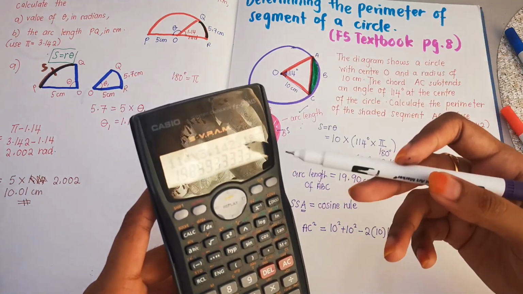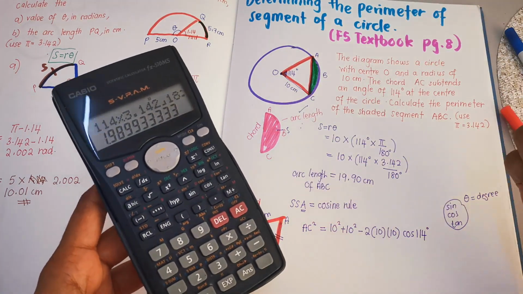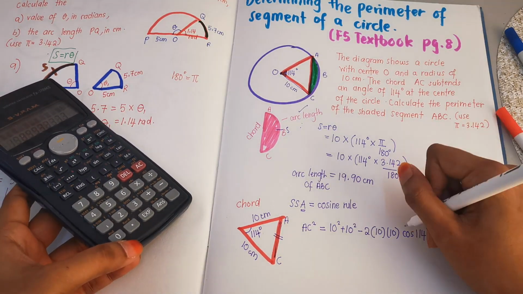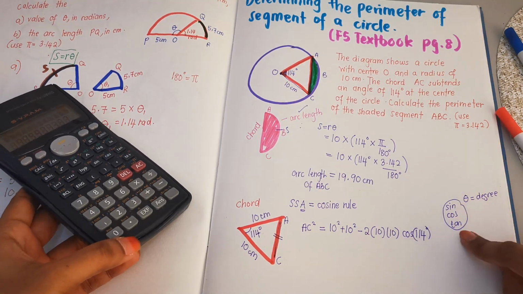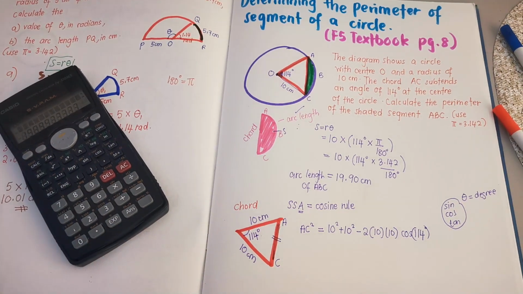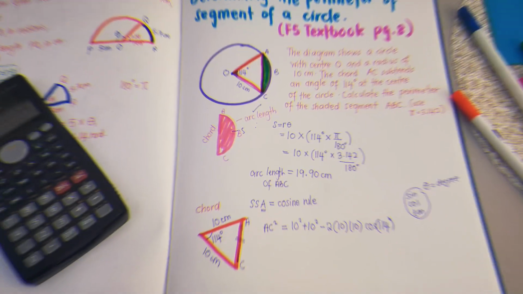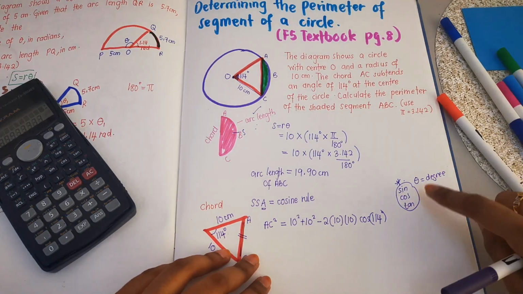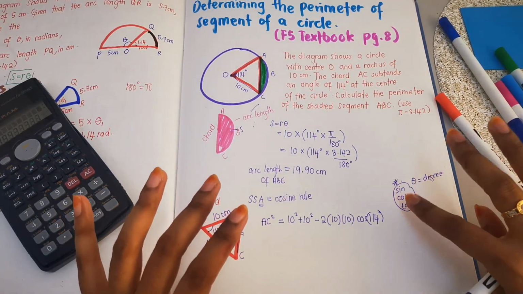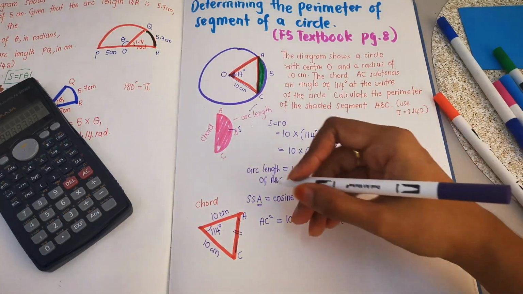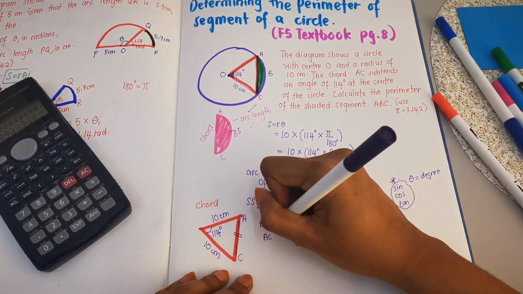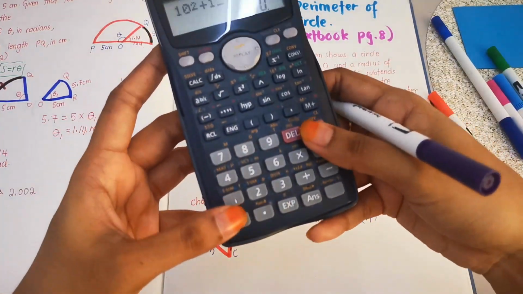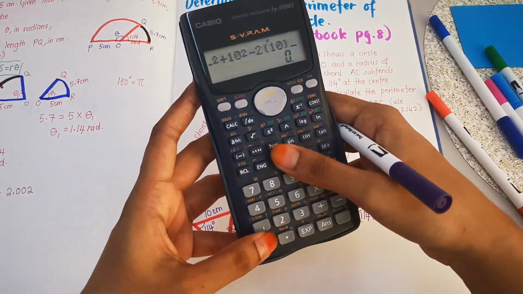You get 1.99 radian, isn't it? You cannot write this as 1.99 radian over here, because cos, sine, tangent must always use degrees. If you always remember this, this is something that you must always memorize. Sine, cos, tangent must use degrees. So now we can find our length of AC. So let's key in 10 squared plus 10 squared minus 2 times 10.